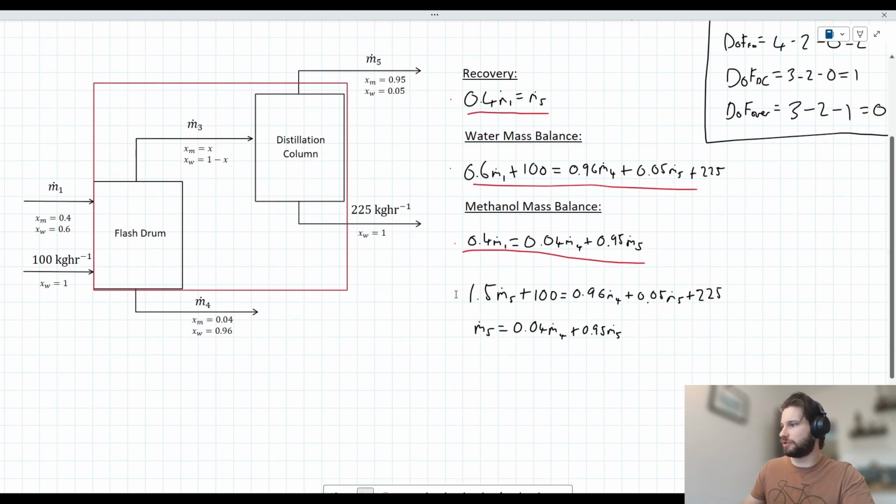Okay, I'm just going to scroll down here. So we've generated these 2 equations. I note that we can simplify them further. For our first equation here, we could subtract this 0.5 M5 from both sides. We could subtract this 100 from both sides and simplify that way. And with our second equation here, we could subtract away that 0.95 M5.